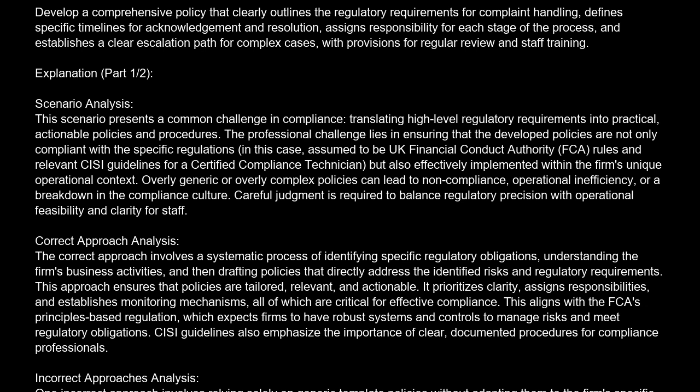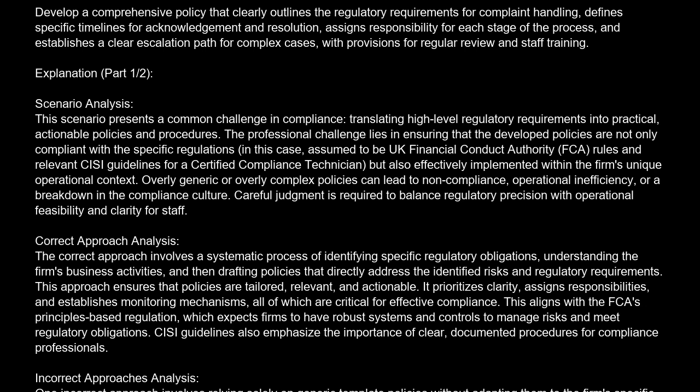Explanation. Scenario analysis. This scenario presents a common challenge in compliance, translating high-level regulatory requirements into practical, actionable policies and procedures. The professional challenge lies in ensuring that the developed policies are not only compliant with the specific regulations, in this case, assumed to be UK Financial Conduct Authority, FCA, rules and relevant CISI guidelines for a certified compliance technician, but also effectively implemented within the firm's unique operational context.